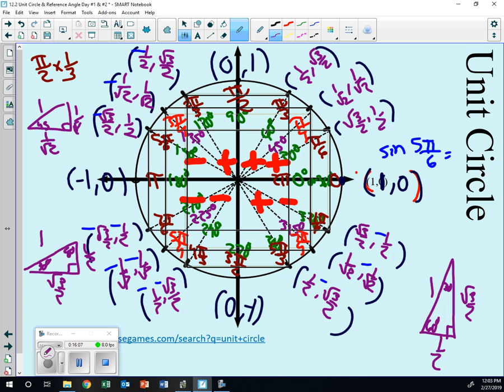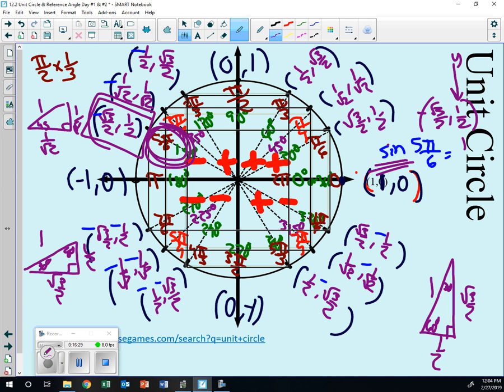Well, what you do first is you find the arc length, 5 pi over 6. What is the matching coordinate? The matching coordinate is negative square root of 3 over 2, 1/2. Now, if we're looking for sine, is that the x or the y? Sine, it's the y. So your answer is just 1/2.